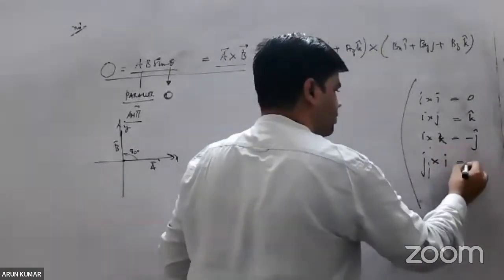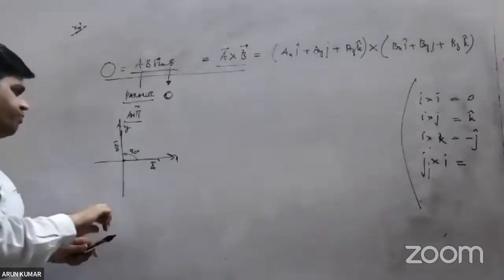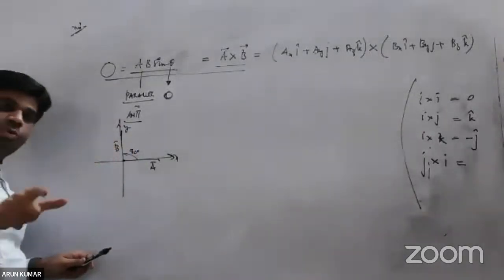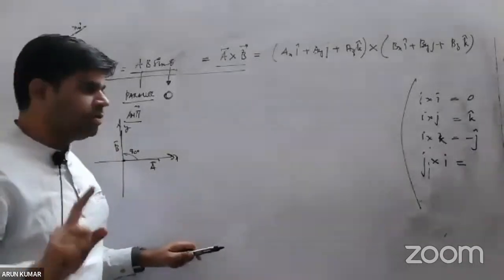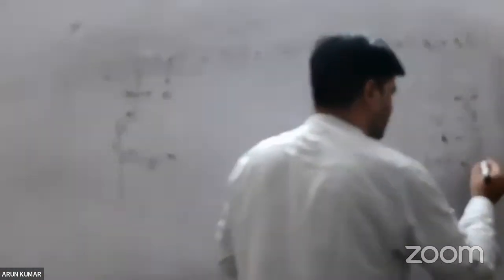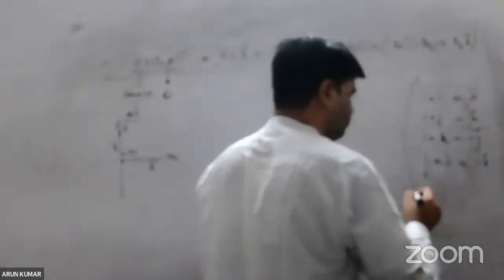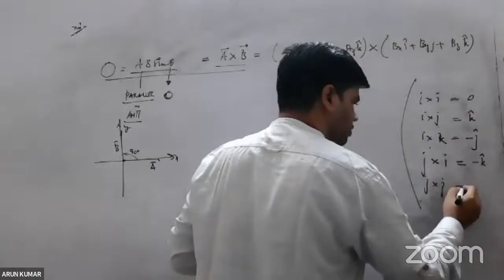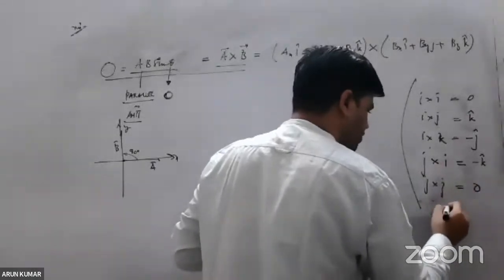J cross I. What is j cross I? J is this way, minus I is right. What is it? Minus k cap. Yes, good. That is minus k cap. And j cross j? 0. J cross k?